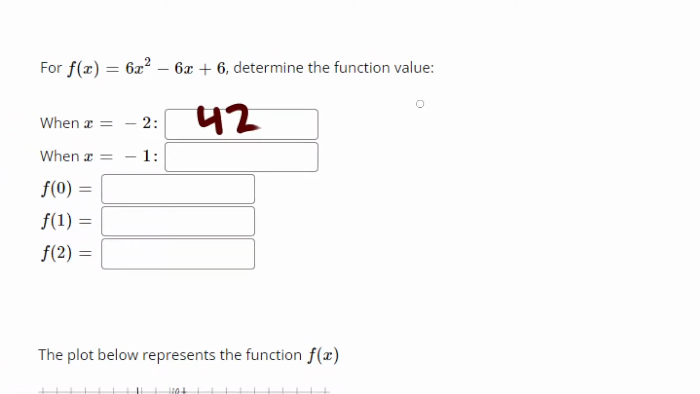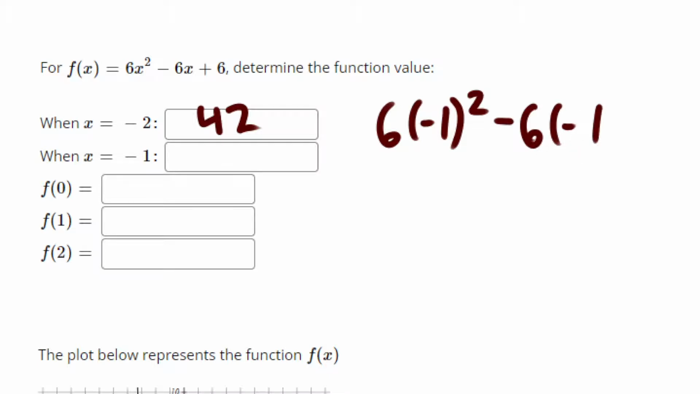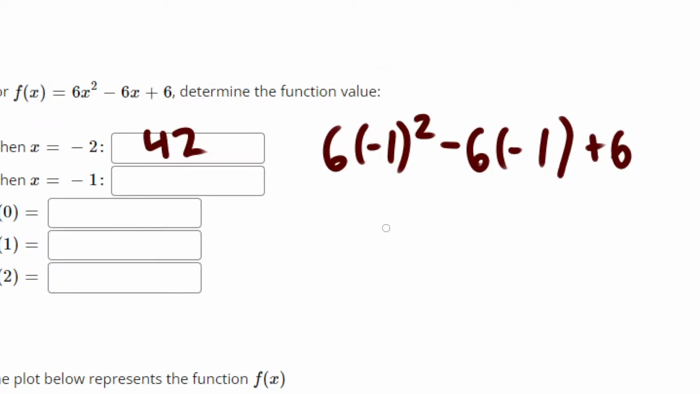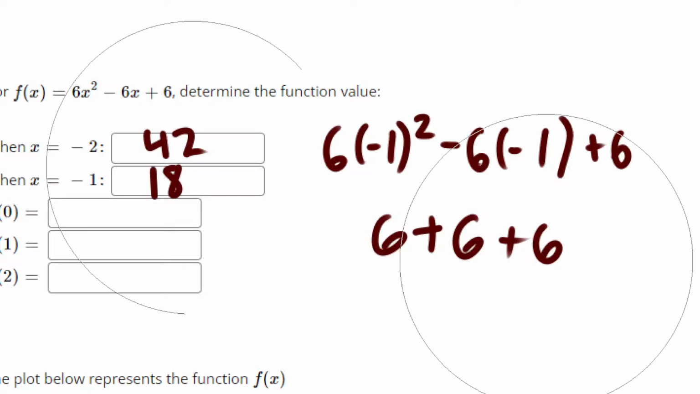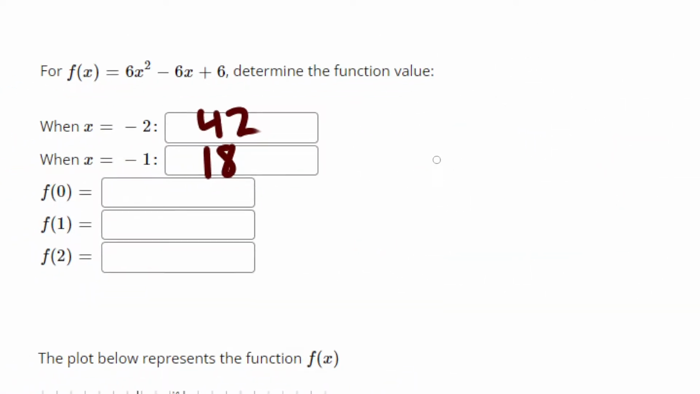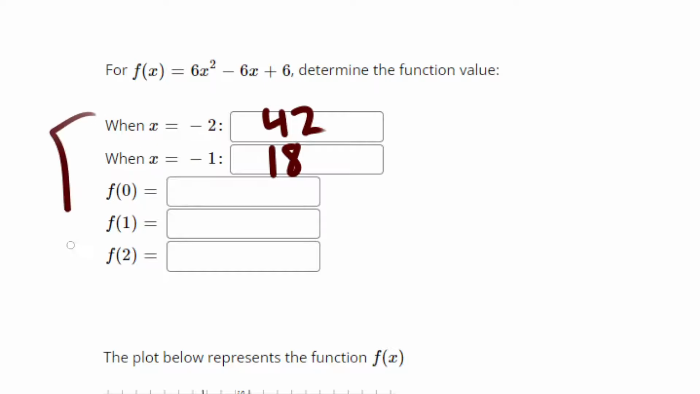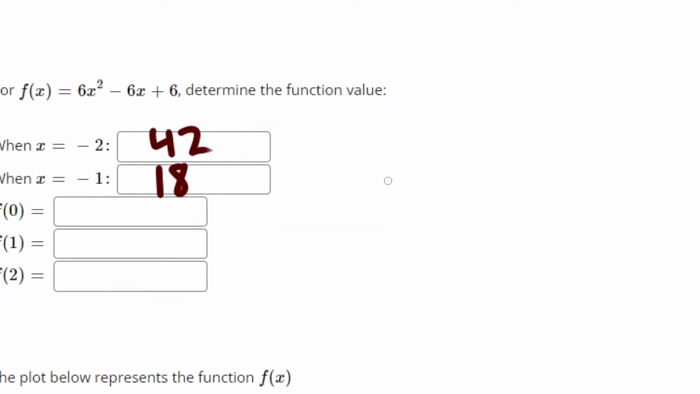Then when x equals -1, we'll do 6 times -1 squared minus 6 times -1 plus 6. That gives you 6 plus 6 plus 6, which is +18. Now, it's asking us the exact same thing when x equals 0, because we have an x in this spot. They're just trying to trick you.